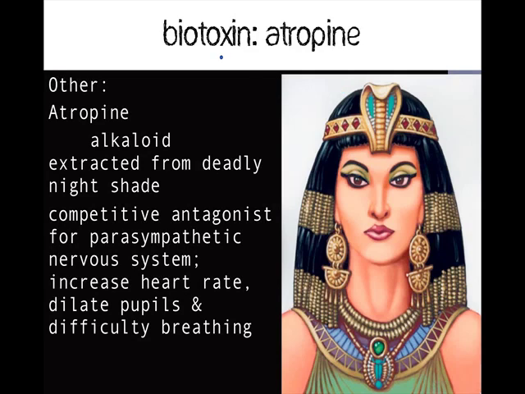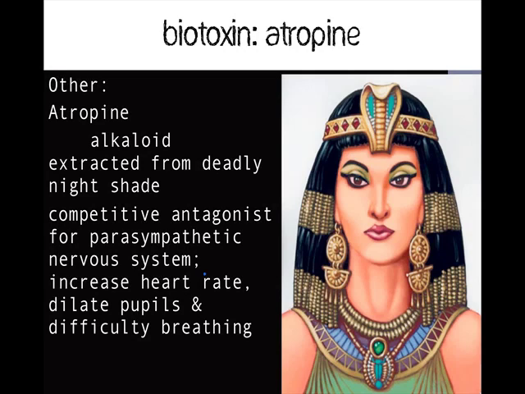Another biotoxin is atropine. Atropines are alkaloids, naturally occurring chemical compounds containing basic nitrogen atoms. These are extracted from the deadly nightshade, Atropa belladonna, as well as mandrake and gypsum weed, and they're competitive antagonists for the muscarinic acetylcholine receptor. So they're classified as anticholinergic drugs, and they block nerve cell transmission, largely in the parasympathetic nervous system. They increase heart rate, dilate pupils, and could produce difficulty breathing.